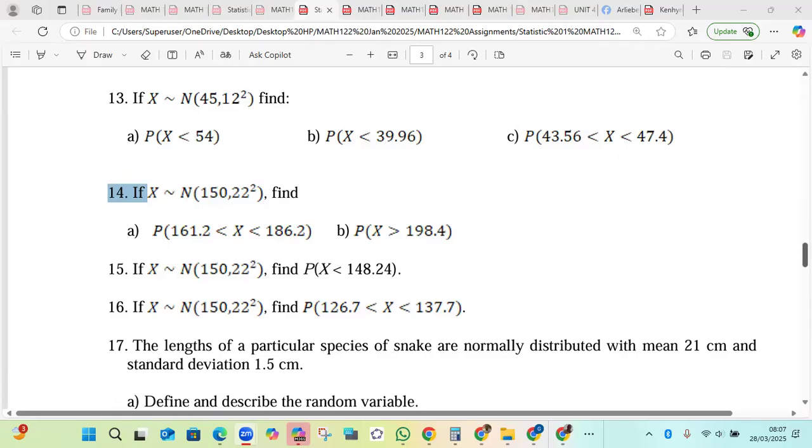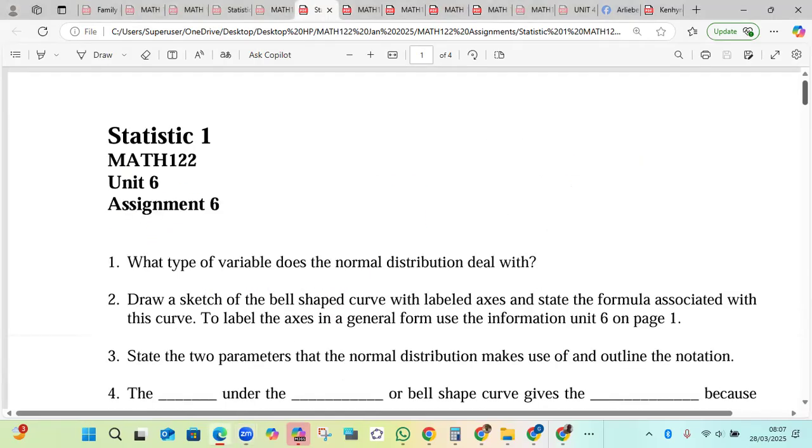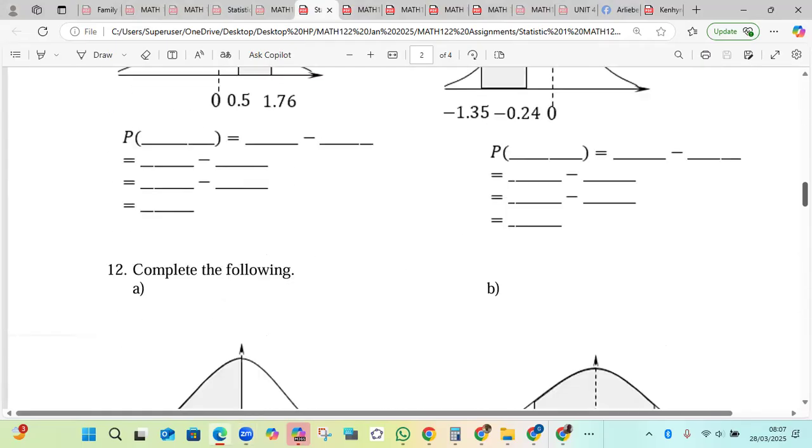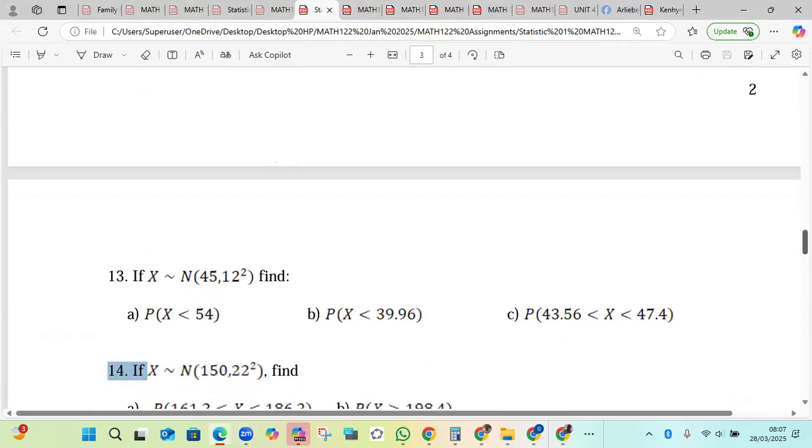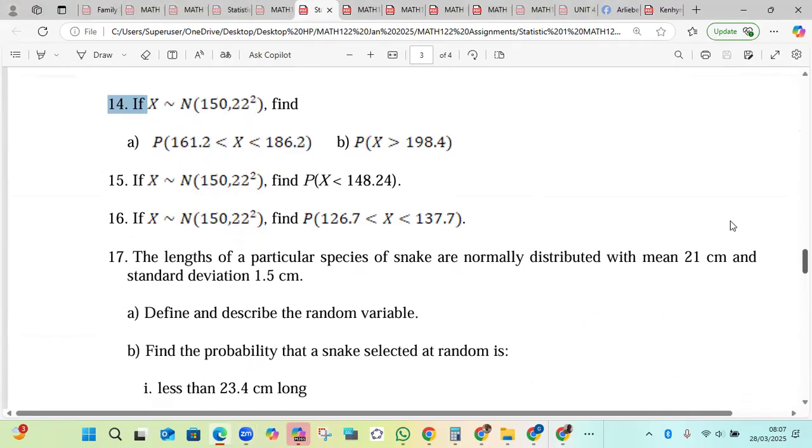In this recording, we are going to discuss number 14 of the Statistics 1 Math 1 to 2 Unit 6, Assignment 6. It says if X approximates a normal distribution with a mean of 150 and a variance of 22 squared, find the probability that X is greater than 161.2 and less than 186.2. That's part A. And part B, the probability that X is greater than 198.4.